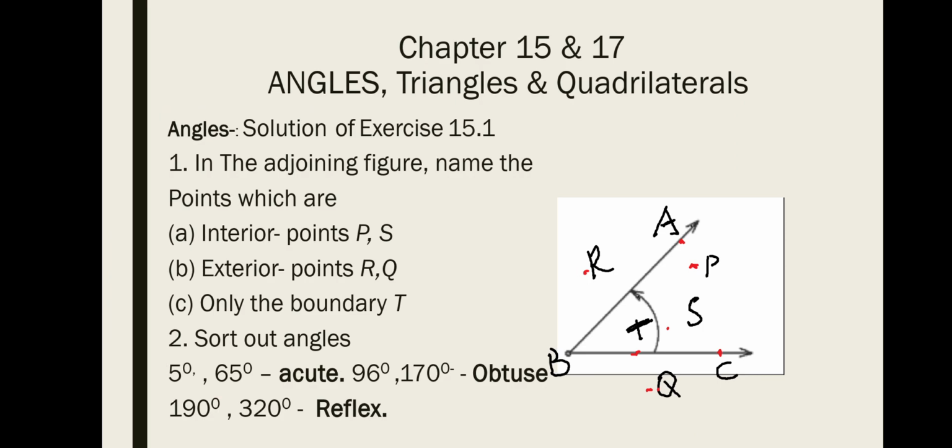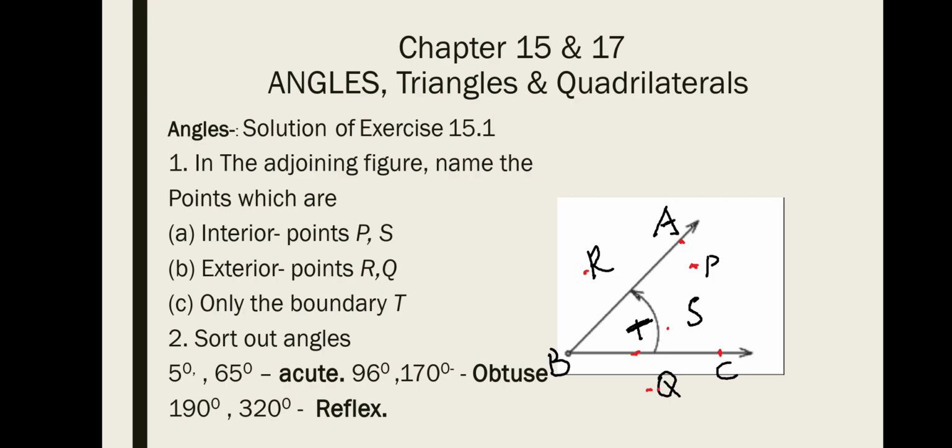Solution of exercise 15.1. In the adjoining figure, name the points which are interior. Here P and S are in the interior. Exterior points are R and Q. And only the point T is on the boundary.